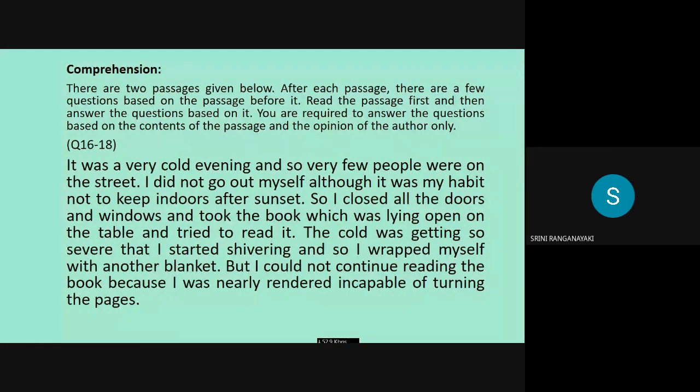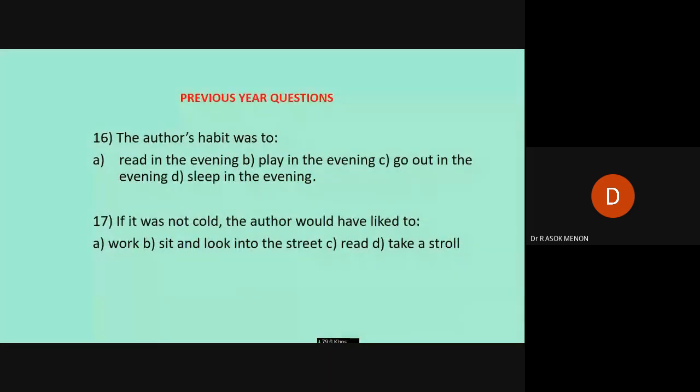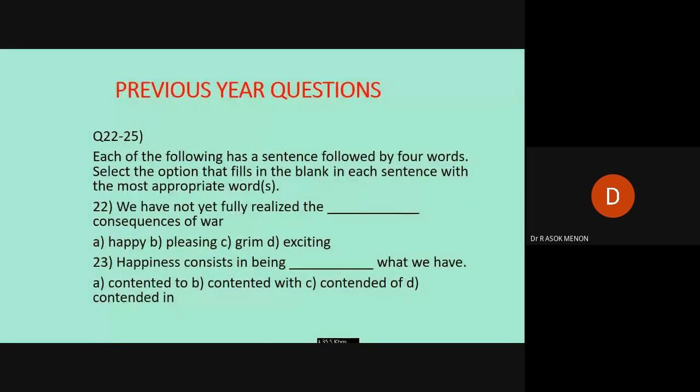Audible, sir? Audible, okay. Here is the comprehension passage. This is just an introduction. We are not going deep into it because this will be discussed later. Again, the author's habit was to... so this is a question based on the passage.